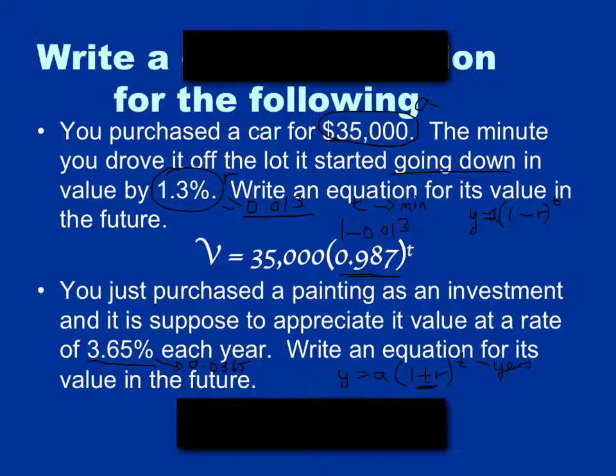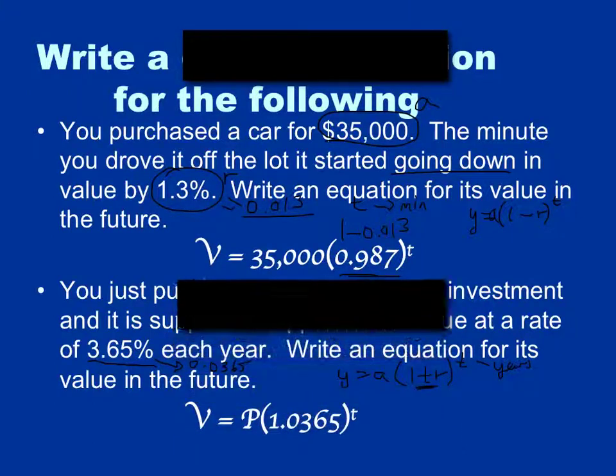Now, do I know my a? I don't know my a, so let's just leave that in the form of a, and so I'm probably going to have two variables here. So yes, instead of a, they said p, but that's okay. Okay, so the value will be p times 1.0365 to the power of t.